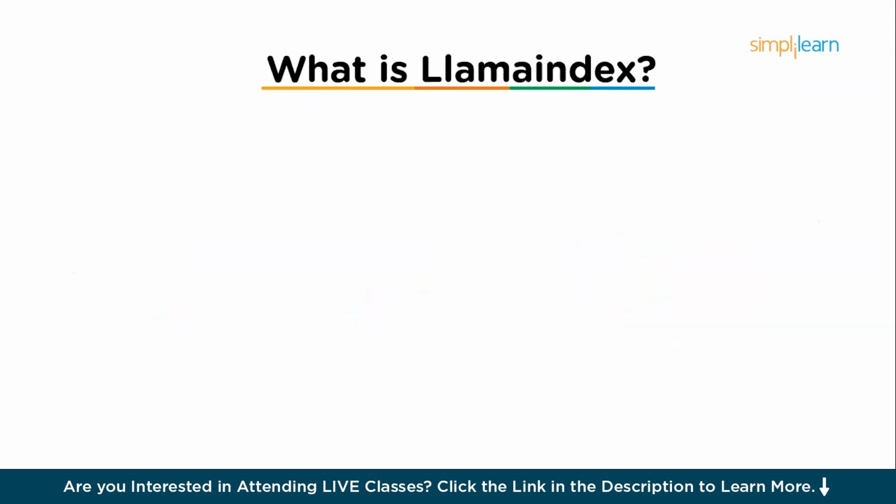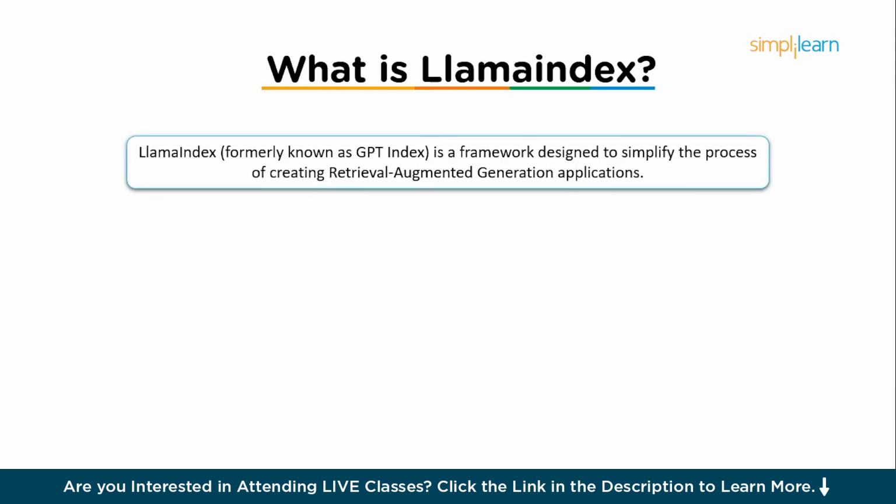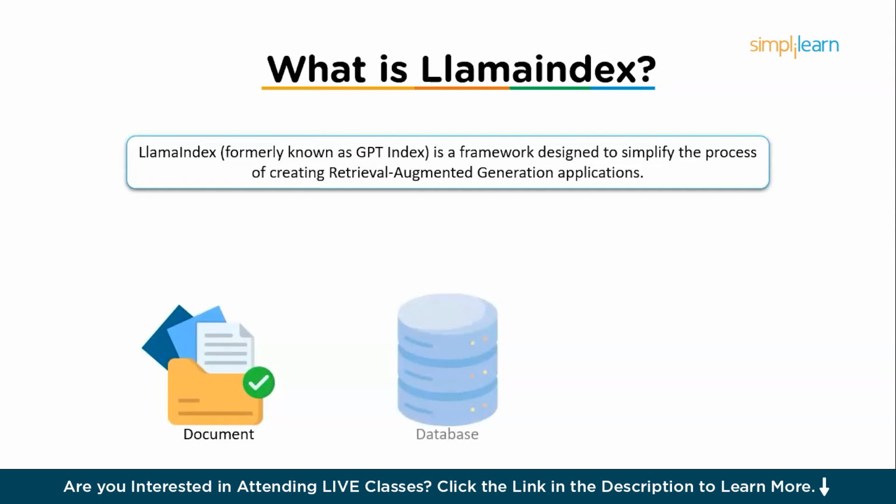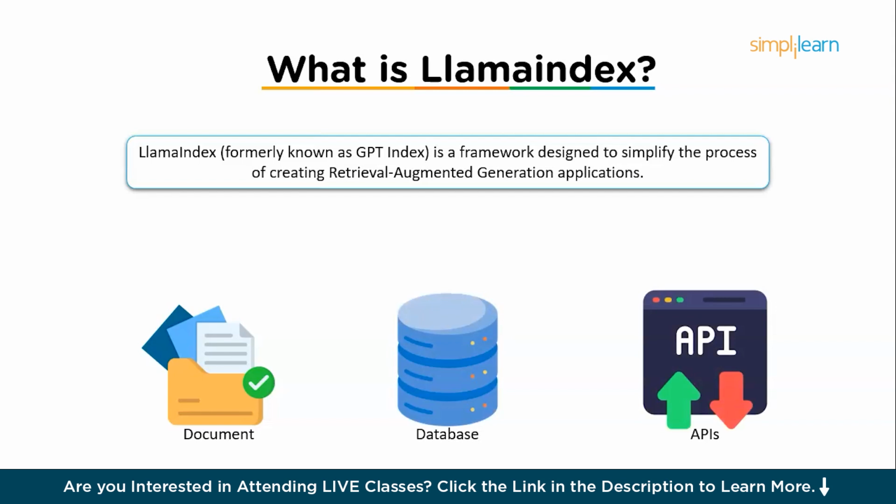Now let us understand what is Llamaindex. At the core of building agentic RAG applications is the ability to efficiently retrieve data and augment the generative process. This is where Llamaindex comes into play. Llamaindex, formerly known as the GPT Index, is a framework designed to simplify the process of creating retrieval augmented generation applications. It enables developers to index large volumes of data from various sources such as documents, databases, or APIs, and use that data to augment generative models like GPT.